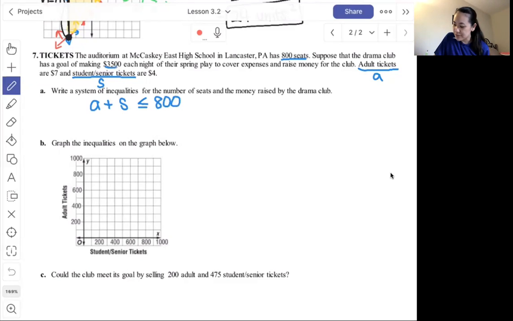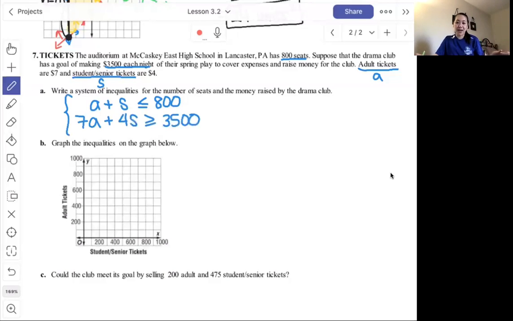And their goal is to make $3,500 each night. So adult tickets are $7 each. Student tickets are $4 each. And we want to make sure it meets that goal of $3,500. And you can go over your goal, right? No one's going to be mad at you if you make $3,501, right? But you don't want to not meet your goal. All right, so there's your system.